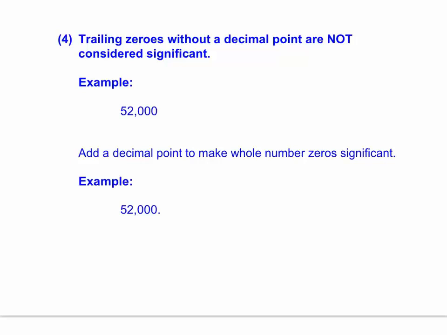Now, if we wanted to show that the number 52,000 was known to be exactly 52,000 all the way down to the ones position, we could do that. And the way in which we would do that is simply add a decimal point at the end. Remember, zeros at the end of a number with the decimal point do count. So we see there's a decimal point, and we have 3 zeros at the end of the number. Those zeros are considered to be significant. So this number would have 1, 2, plus the 3 zeros, 5 significant figures. Take a moment, write down the rule and the examples in your notes.